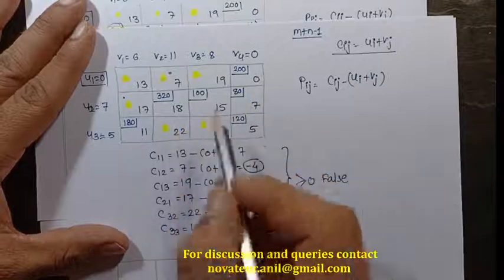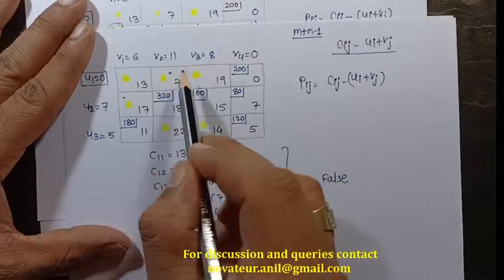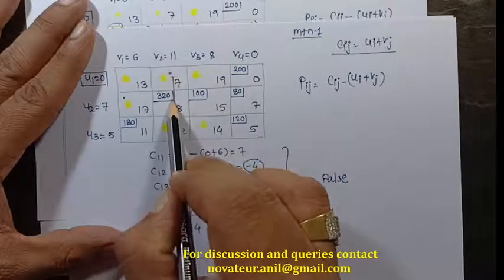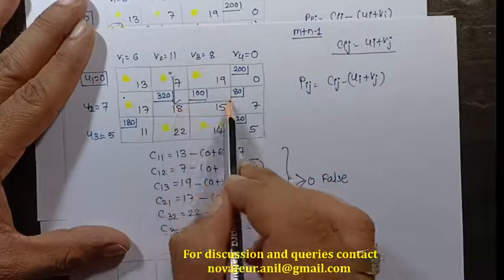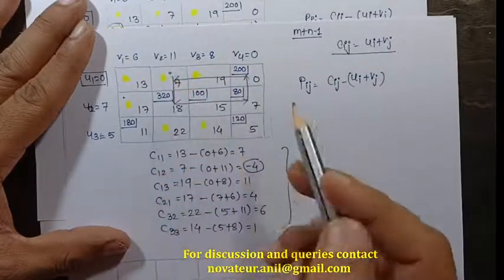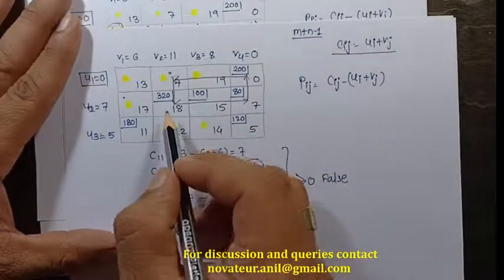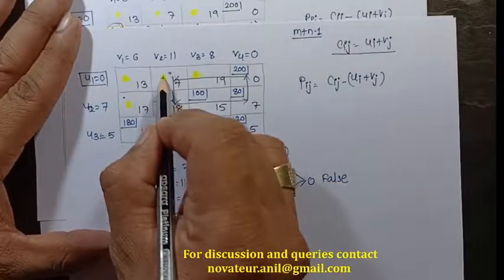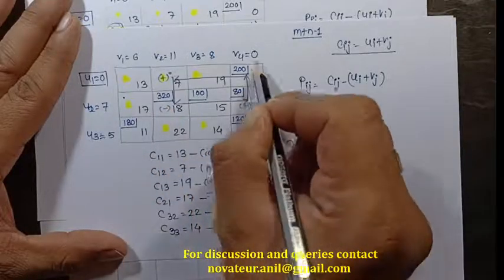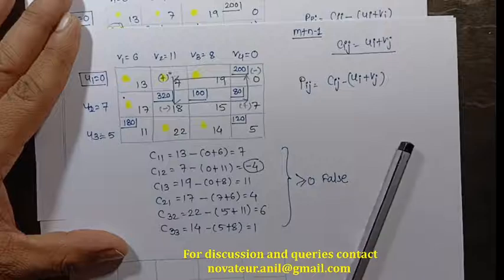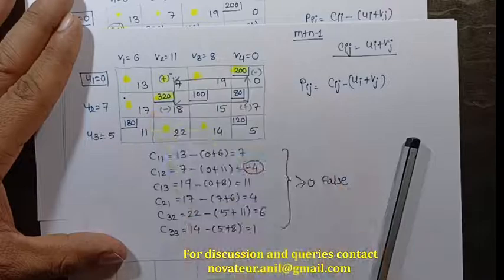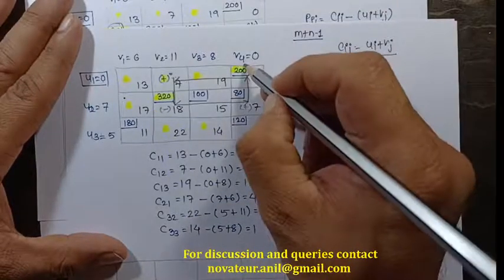Again I'll repeat what is to be done to form a closed loop, that we have to go to the nearest occupied cells. The nearest occupied cell is this. From here the nearest occupied cell is this. From here I'll go here, and this is how I make a closed loop. Plus, as the rule says, this will be my positive, this will be my negative, this will be again positive, and this will be negative. Next, rule number 3, I have to identify the least value from the negatively assigned cells, that is 200. I'm going to select 200.